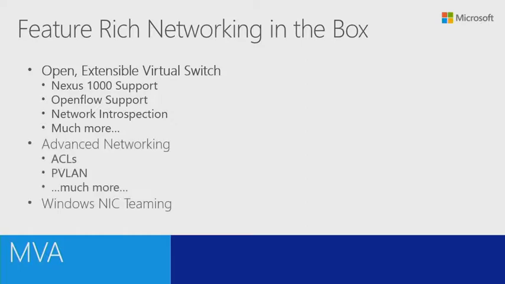Advanced networking like ACLs, PVLANs, trunking, all of these things are part and parcel of the Server 2012 virtual switch. NIC teaming, a key capability. I cannot say enough about NIC teaming. I love the new NIC teaming in the box. It's real simple, and one of the main advantages is we've seen a lot of siloed NICs in the past.